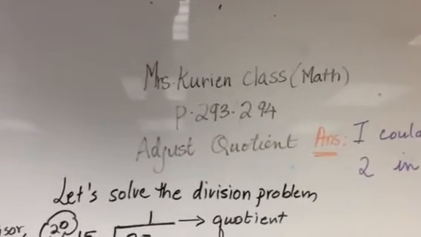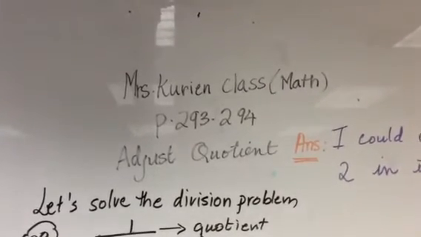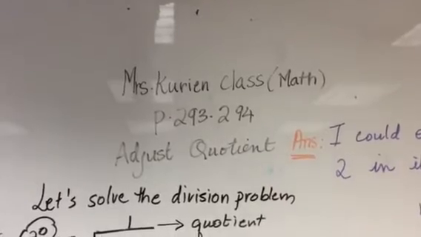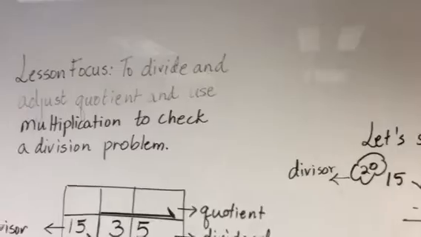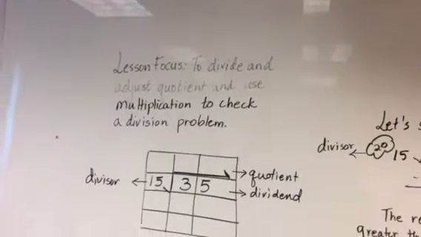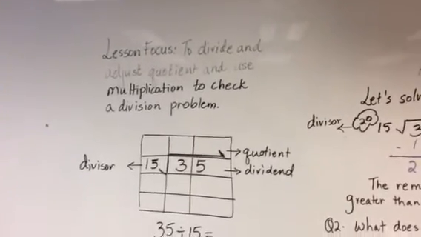Today is May 20th and we are doing math, page 293, 294. You're learning how to adjust quotient in two-digit division. So our lesson focus this morning is to divide and adjust quotient and use multiplication to check a division problem.